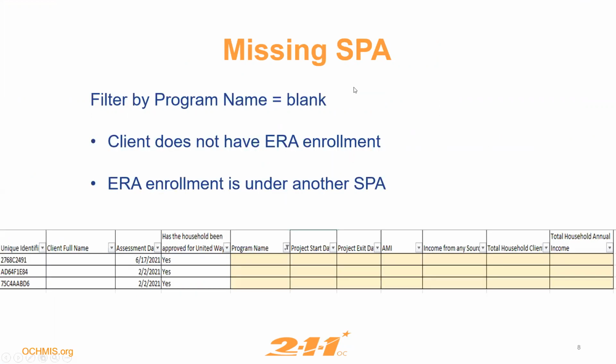The other common issue that we see when sending data to United Way is that the SPA is missing. To find this on that report I showed you, you would take off any filters you have and then filter by program name is blank. Then you'll see everything is blank for the project information, and AMI information is all blank. The reason for this is either the client does not have an ERA enrollment or they have an enrollment under another SPA.